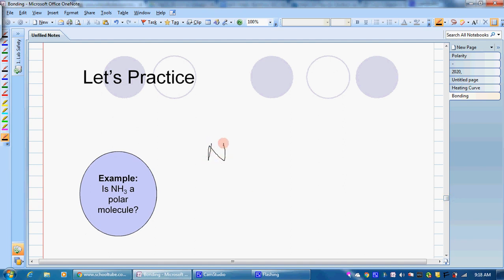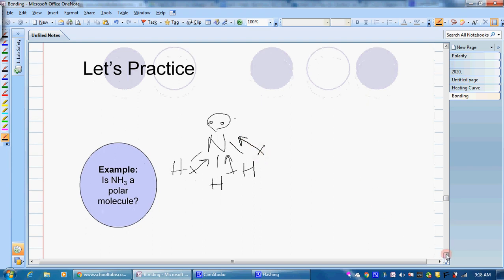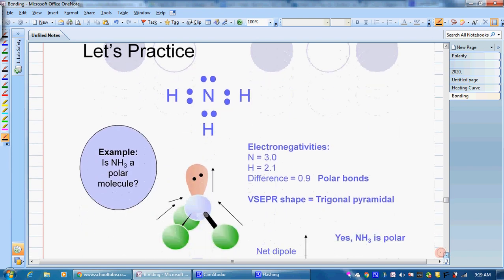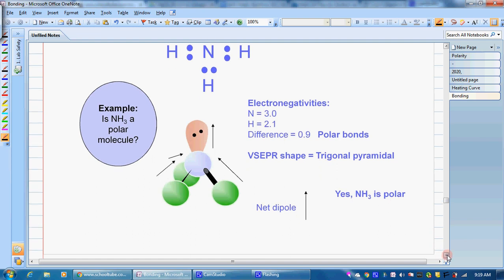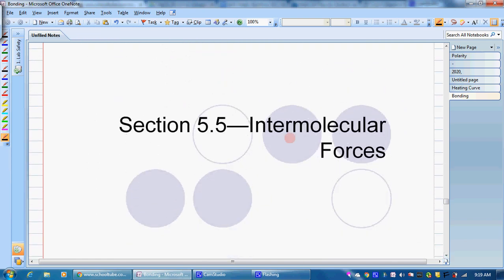Okay, so we have NH3. Nitrogen has 5. Each hydrogen has 1. So this is how we draw our nitrogen. So here, polar bonds, because of the difference, we also have free electrons here. So our overall, we're going to have more negative in this direction for all 3 bonds. And so this is going to be a polar molecule. Okay, electronegativity differences you can see here are 0.9. Trigonal pyramidal shape on that one.